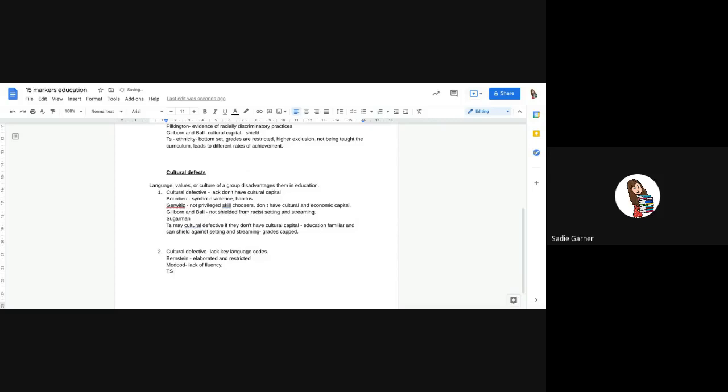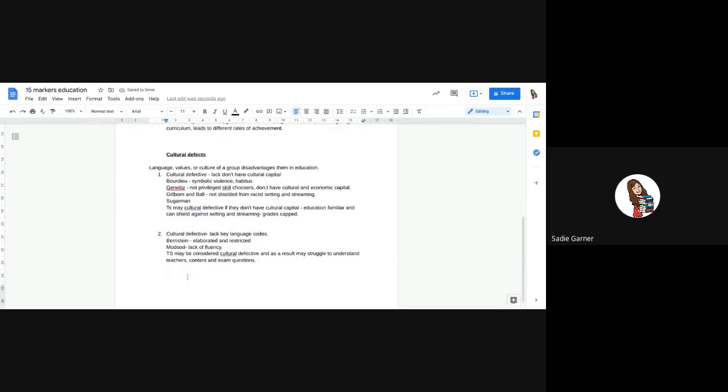So this shows some groups may be considered culturally defective, and as a result, they may struggle to understand teachers, the content, and exam questions. Remember may: may struggle to understand teachers, content, and exam questions, be that in elaborated language codes or a lack of fluency.